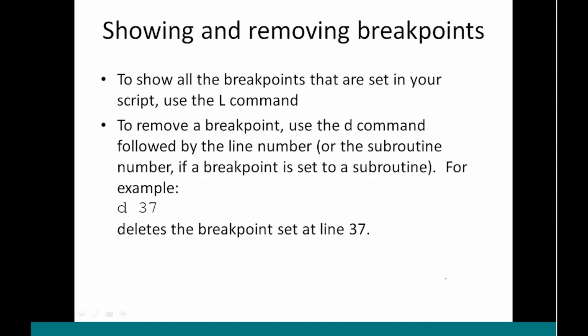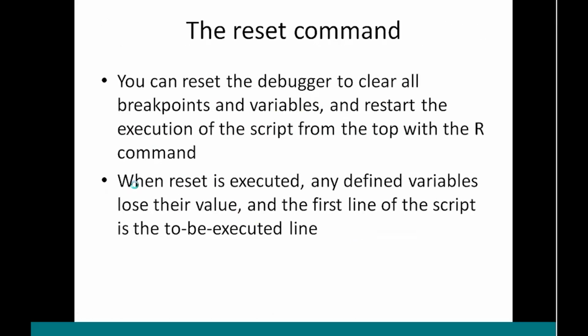To show all the breakpoints that are set in the script, use the uppercase L command. To remove a breakpoint, we can use the d command followed by the line number, or the subroutine name if the breakpoint is set on a subroutine. For example, d 37 will delete the breakpoint that is set on line number 37.